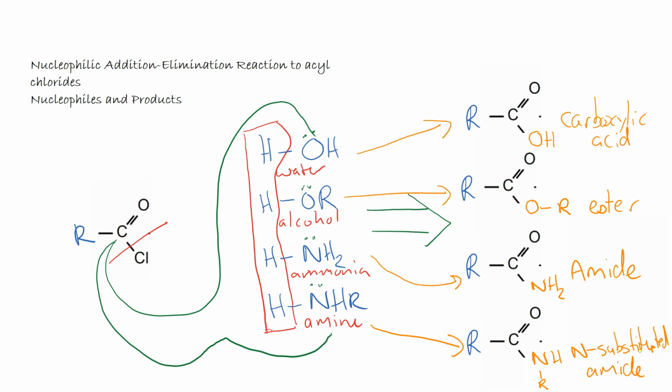So we have 4 possible outcomes using just the acyl chloride with 4 different nucleophiles. Because the acyl chloride is so reactive, all of these reactions will go at 25 degrees Celsius, and we just keep the temperature at 25 degrees Celsius or below and react the reactants together.